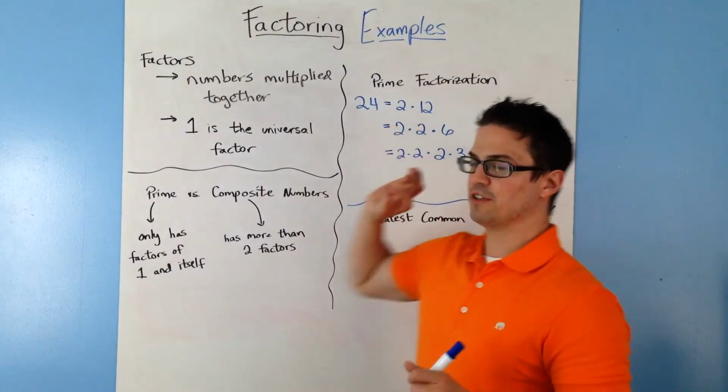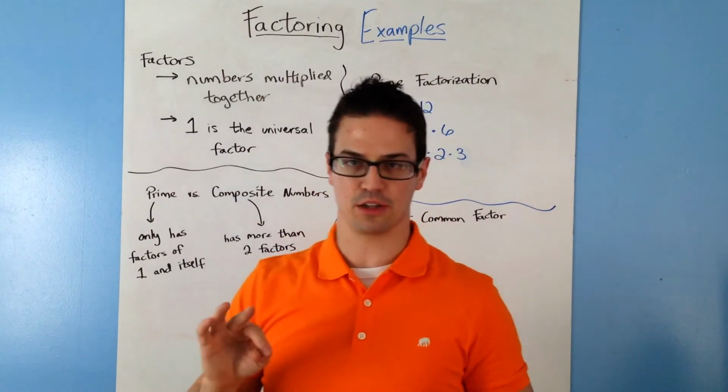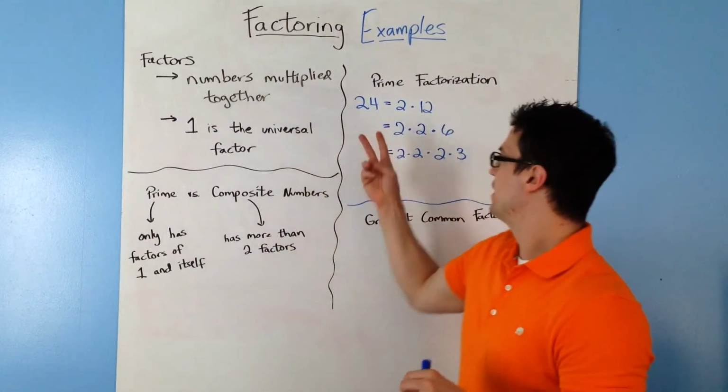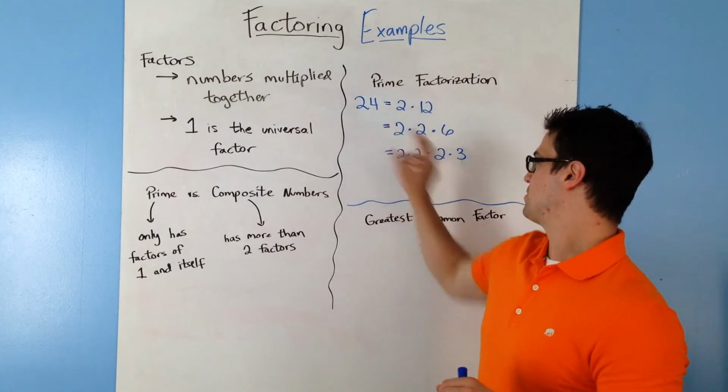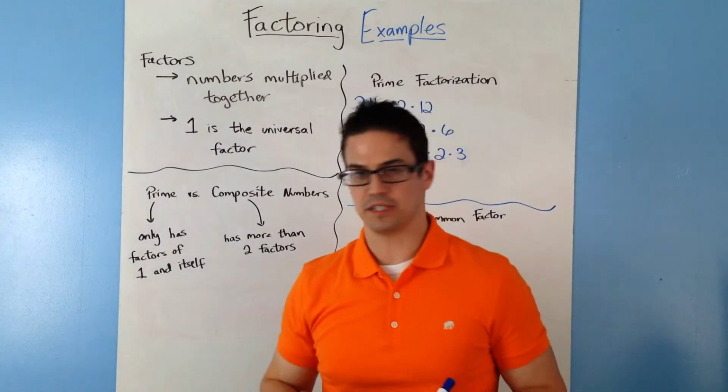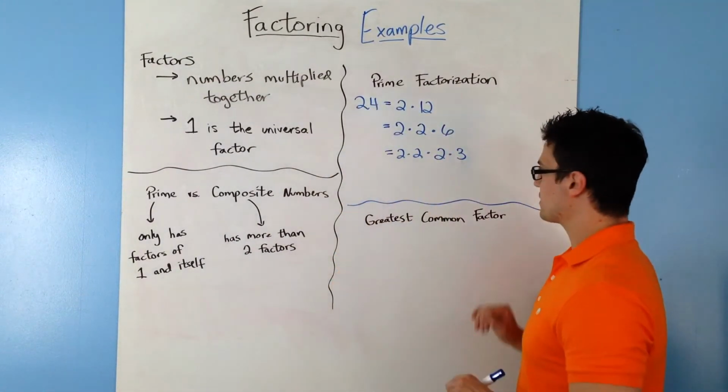There are other problems that you'll see that actually involve variables included into the number, so it could be 24x or 24x squared, and you have to factor that as well. This is just going to be a brief example just to kind of give you an understanding of what prime factorization means. Okay, next we have greatest common factor.